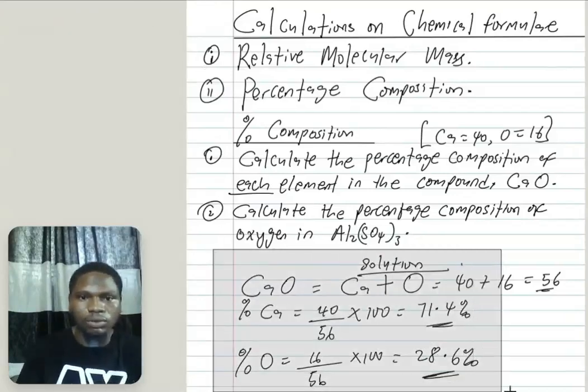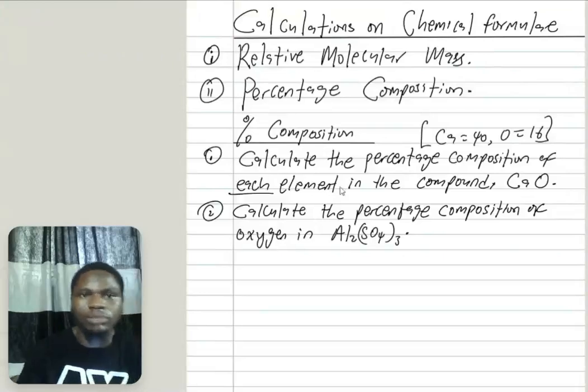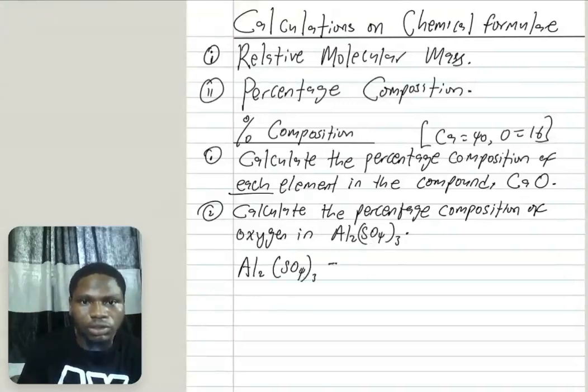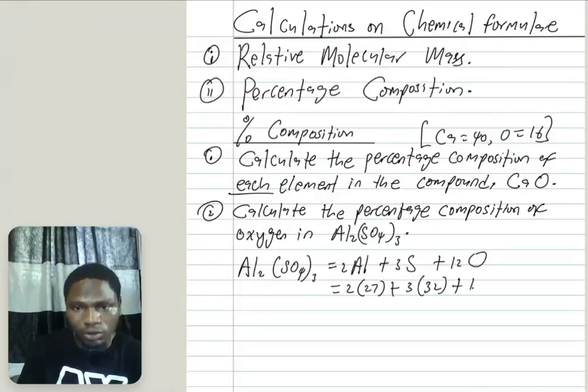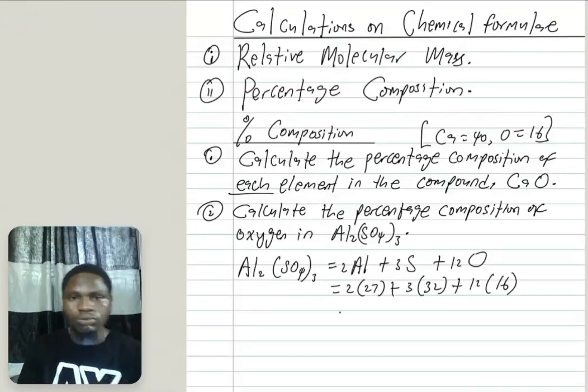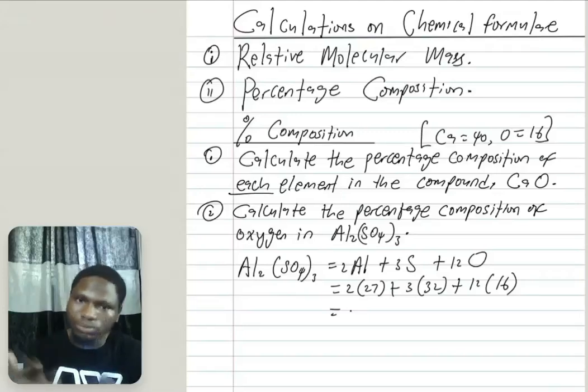Now the second one, we are asked to calculate the percentage of oxygen in this compound, Al2(SO4)3. So let's go. Remember, I have 2 aluminum here, I have 3 sulfur, I have 12 oxygen. So this is 2 times aluminum is 27, sulfur is 32, and oxygen is 16. So you will know it the way I'm saying it. Some people ask me, how do I know it? You know, it's been long, so you keep on getting used to them, don't worry.